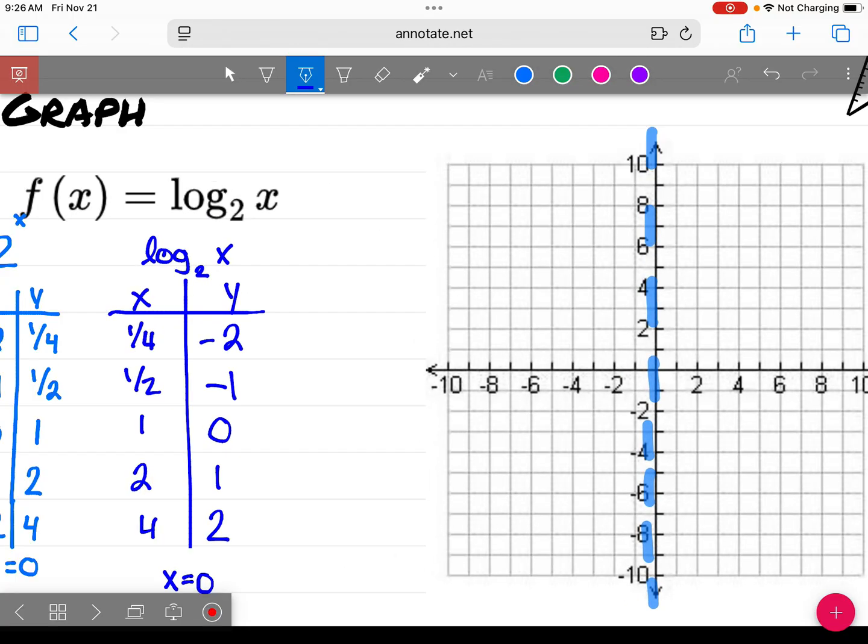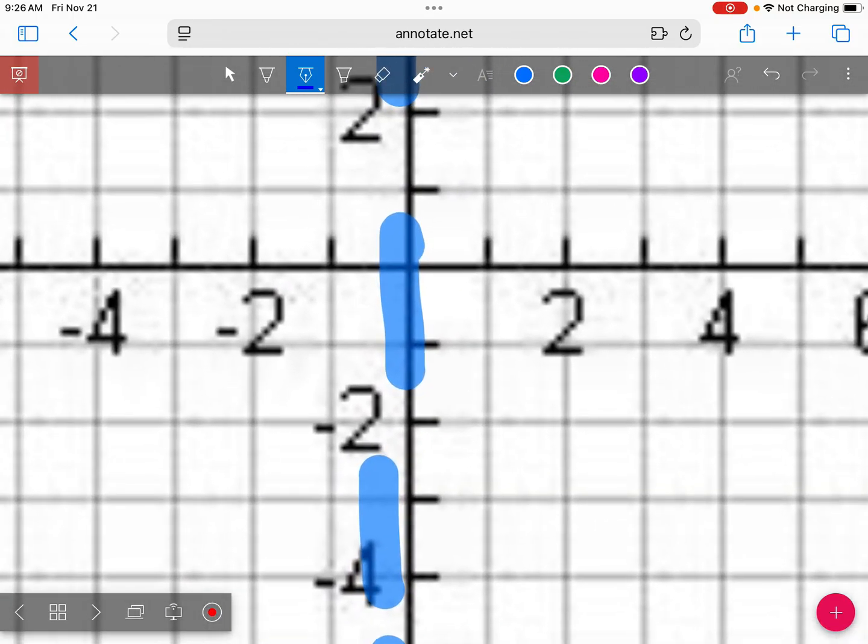So then what we're going to do is plot up our points. We have 3 points in this little space right here. We've got our x is 1/4, our x is 1/2, and x is 1. So they're going to be real close together in this little spot. So just be really careful.